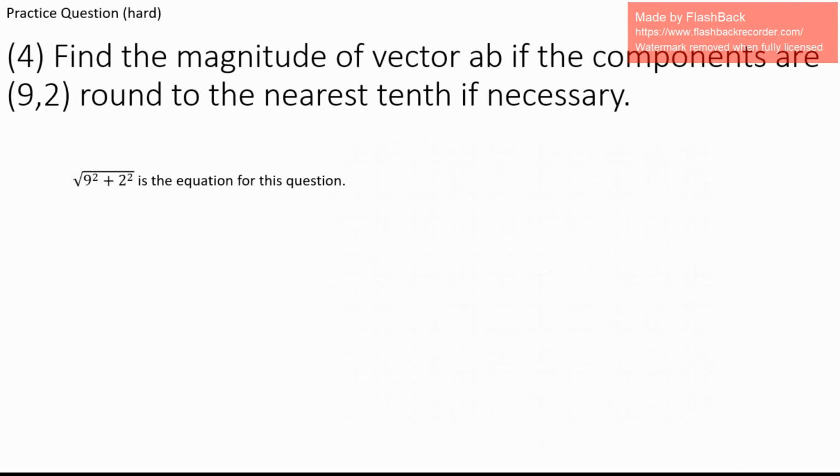Find the magnitude of vector AB. The components are 9, 2. Round to the nearest tenth if necessary. This is the equation we're going to be using for this problem. So 9 squared plus 2 squared gives us 81 plus 4, and 81 plus 4 is 85, as you can see. And the square root of 85 is 9.2.